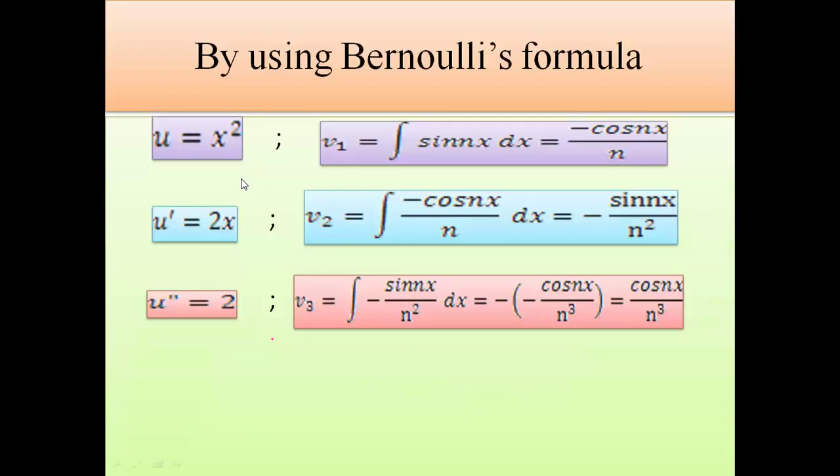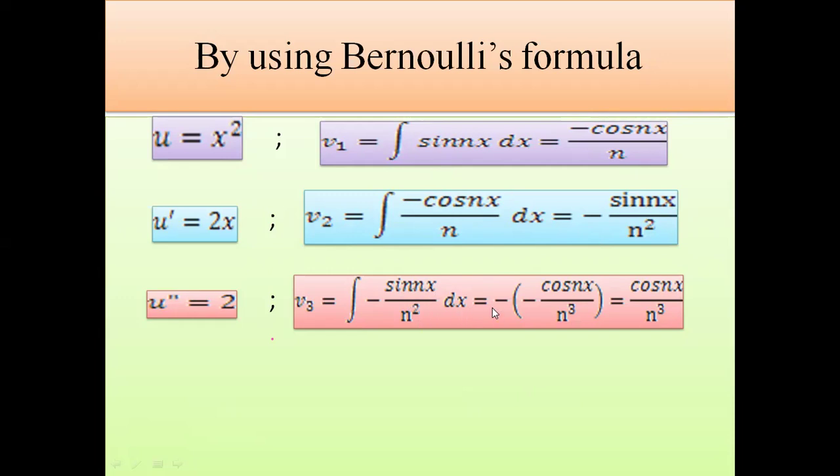Again, take u equal to x square, u dash equals 2x, u double dash equals 2, and v1 equals sin nx. Integrating sin nx, you get minus cos nx by n, so v2 is equal to minus cos nx by n. To get v3, integrate v2 with respect to dx, which gives minus sin nx by n square.